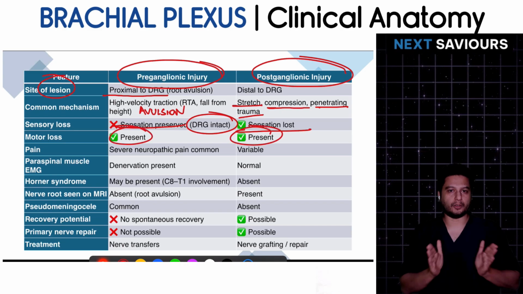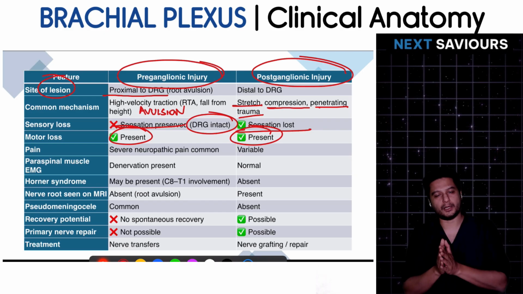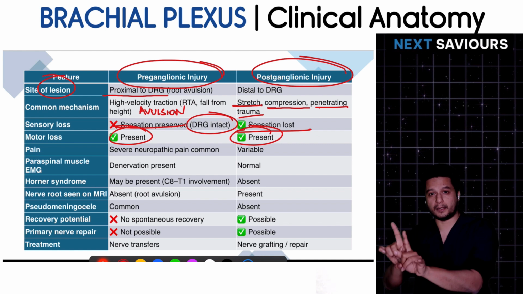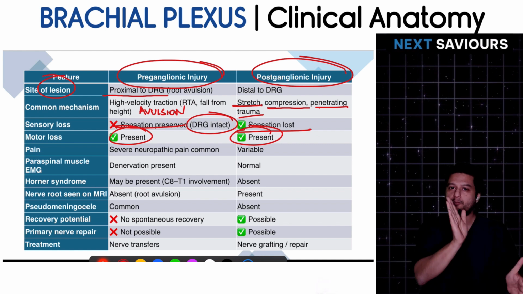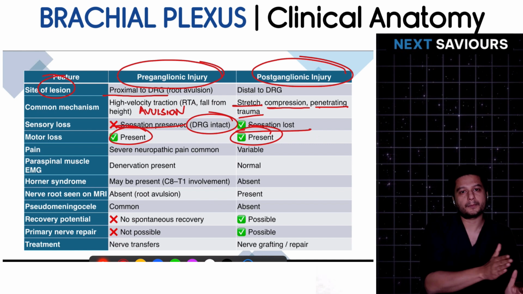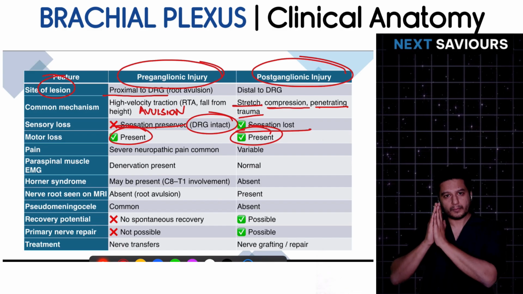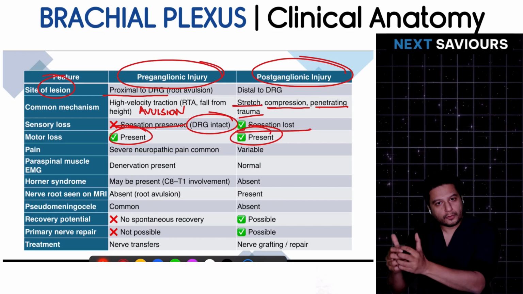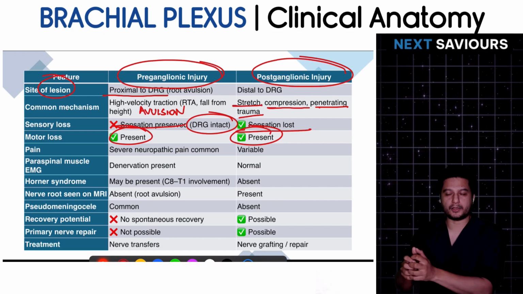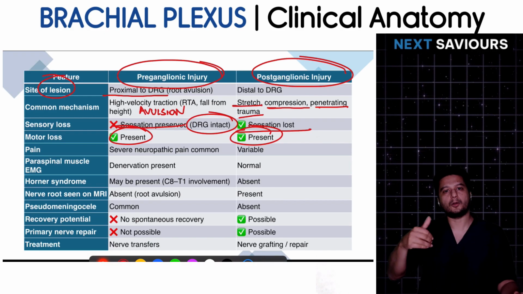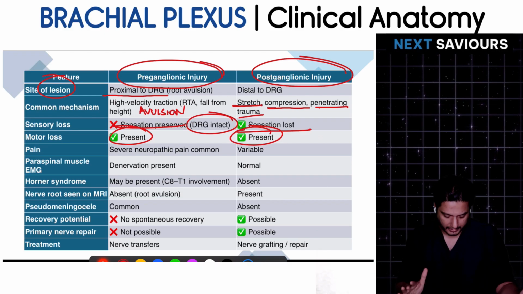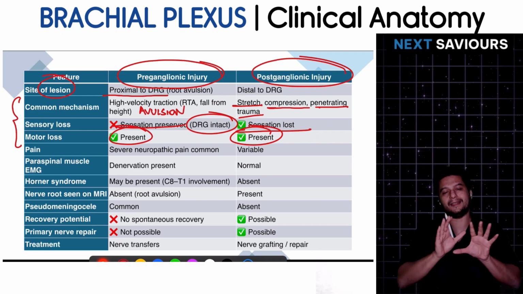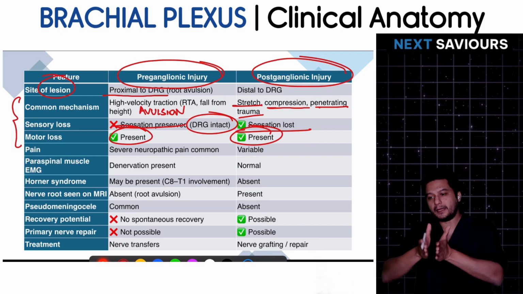Now, if you combine both of them, if in a question it is mentioned that the patient is coming to you with a motor loss, but the sensations are intact, then it goes in the favor of preganglionic injury to the brachial plexus. While on the other hand, if there is another clinical scenario where the patient is coming with the loss of sensations along with loss of motor function, then possibly we are talking about the postganglionic injury to the brachial plexus.